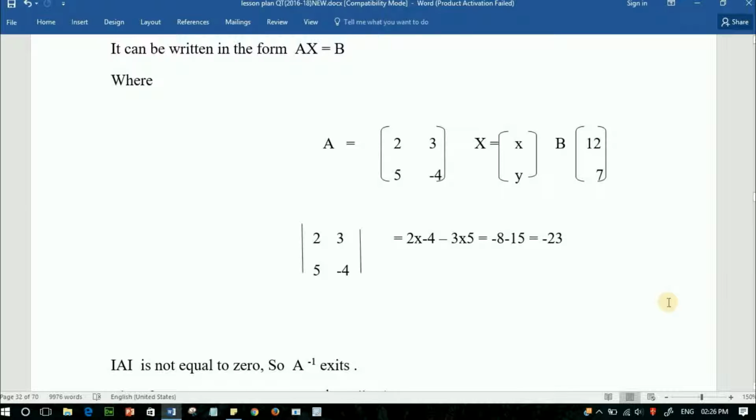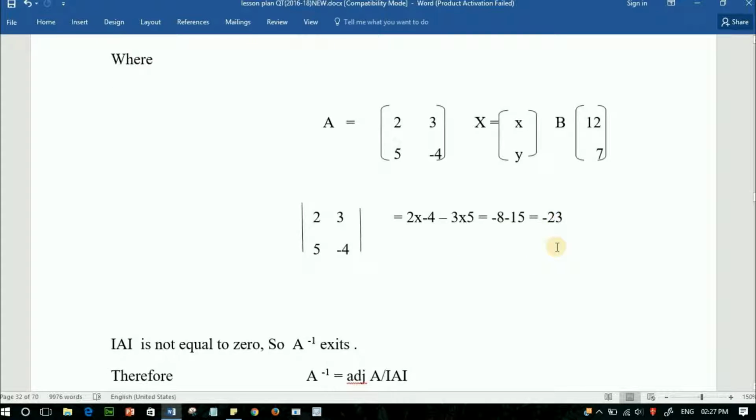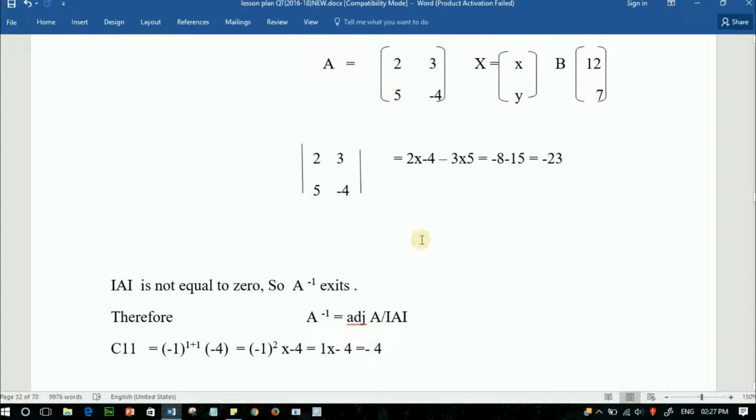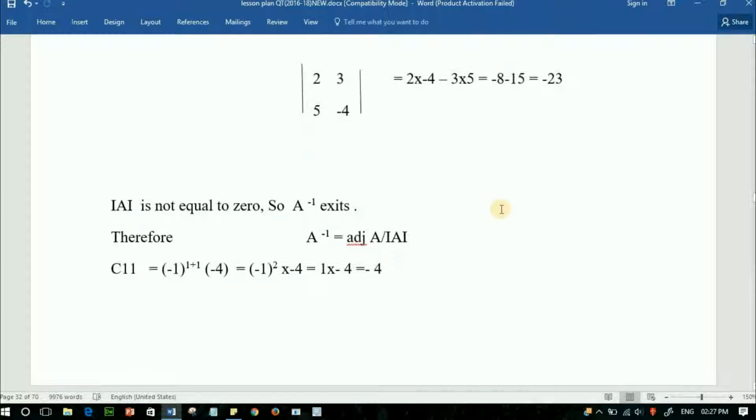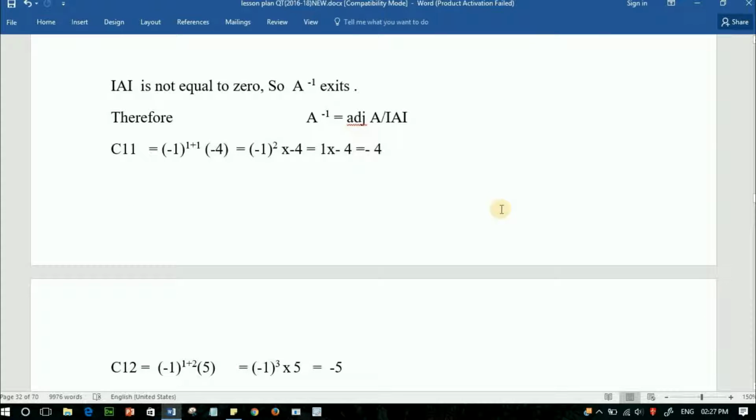First of all, we have to evaluate the determinant of the matrix A, the determinant of [2, 3; 5, -4]. So 2 into -4 minus 3 into 5, so the answer is -23. Here determinant A is not equal to 0, so A inverse exists. We can find A inverse equal to adjoint A by determinant of A. To find the adjoint of A, we have to find the cofactor matrix. For that purpose, we have to find the four cofactors C11, C12, C21 and C22.